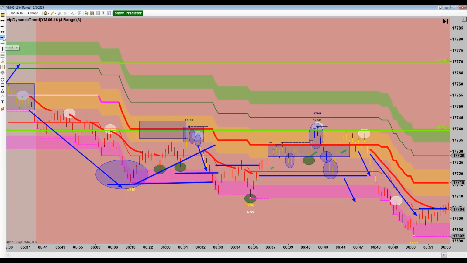And if you were the one who waited until that support level was broken, you got your scalper and you got a runner. Does everybody see that?